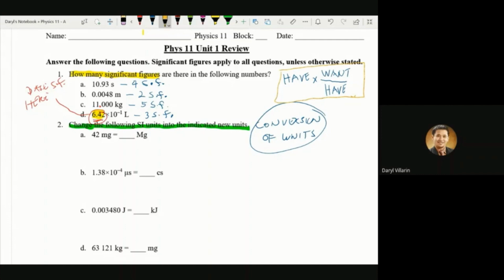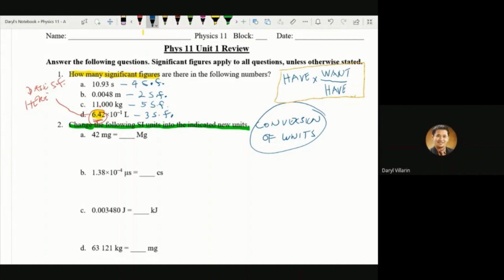So this is asking for 42 milligrams to megagram. There's a difference between a small letter m and a capital M. In my case, I usually write my letters in uppercase. But in dealing with this one, make sure that you distinguish a small letter from a capital letter, because they're different prefixes. A capital M pertains to mega, and a small m is milli. So just take note of that.